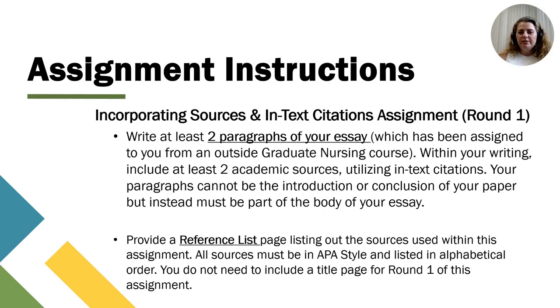So for our first assignment for this week, we are incorporating sources and in-text citations, and this will be the first of 2 rounds. For this assignment, we are going to write at least 2 paragraphs of your essay, which has been assigned from another outside graduate nursing course. And within your writing, include at least 2 academic sources utilizing in-text citations. Your paragraphs cannot be the introduction or conclusion of your paper, but instead must be part of the body of your essay. Also, please provide a reference list page listing out the sources used within this assignment. All sources must be in APA style and listed in alphabetical order. You do not need to include a title page for this round of the assignment.